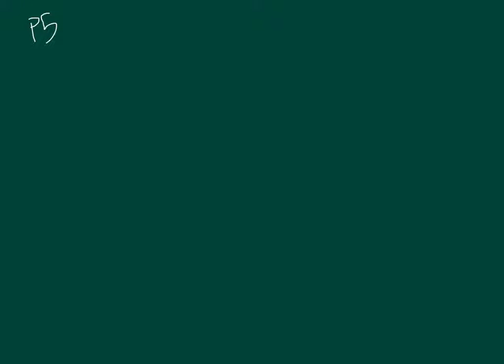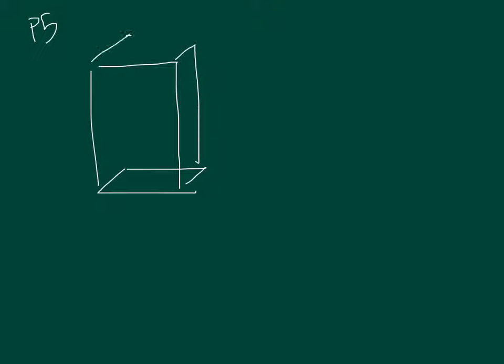Problem number 5. A square prism and a cylinder have the same volume. The side length of the base of the prism is the same as the radius of the cylinder. The height of the prism is 7 centimeters. What's the height of the cylinder? So the square prism looks something like this. The base should be square, and the height is 7 centimeters.